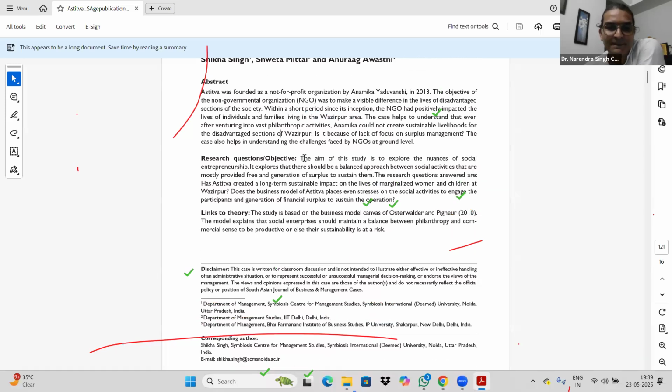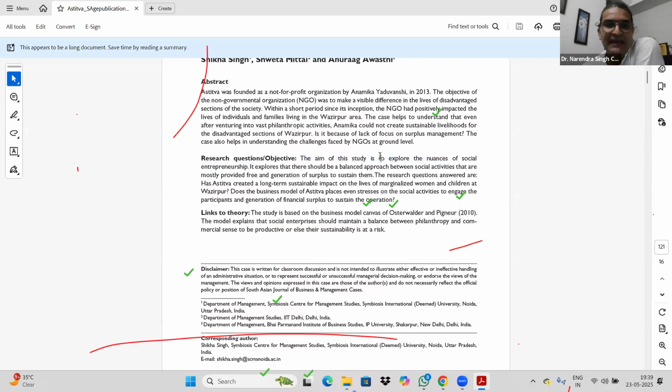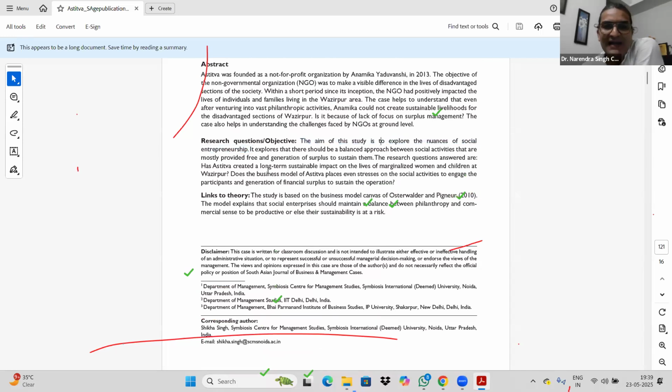Now the research question is, the aim of this particular study is to explore the nuances of social entrepreneurship. This is the aim. It explores that there should be a balanced approach between social activities that are mostly provided free and generation of surplus to sustain them. The research questions answered are, has Astitva created a long-term sustainable impact on the lives of marginalized women and children at Wazirpur? Does the business model of Astitva place even stress on the social activities to engage the participants?